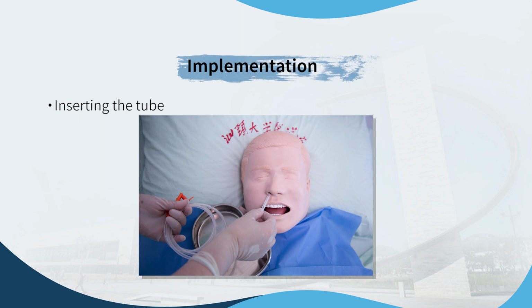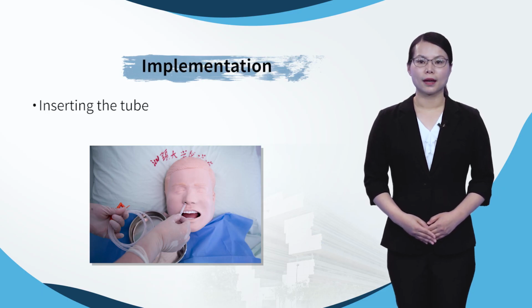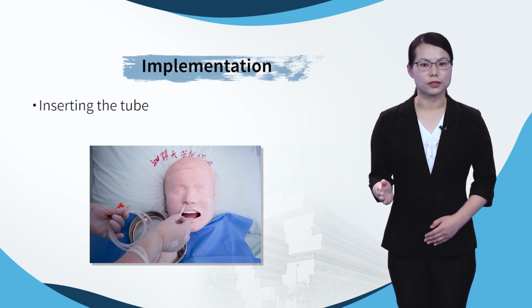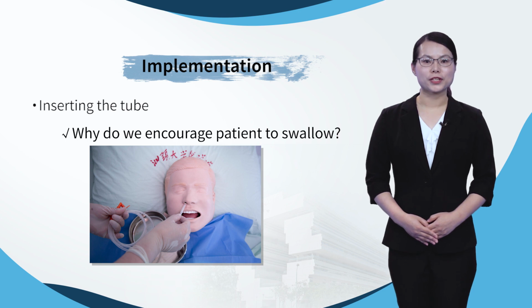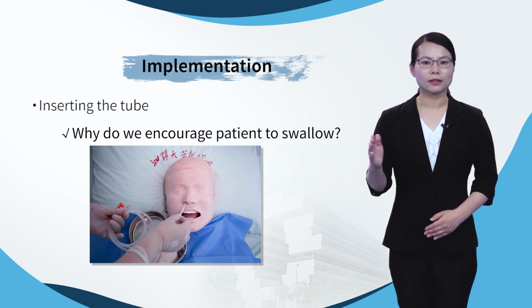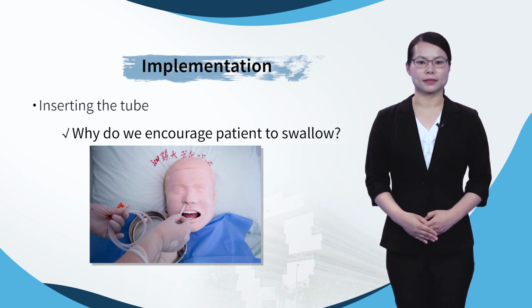Once the tube reaches the throat, ask the patient to flex the head forward. This position helps prevent the tube from entering the airway. Continue advancing the tube. Ask the patient to keep swallowing until the mark is reached. Why do we encourage the patient to swallow? Because this allows the epiglottis to cover over the opening to the larynx.